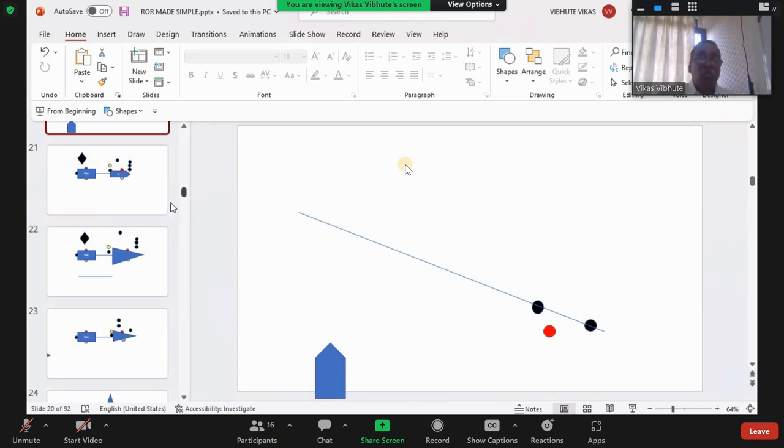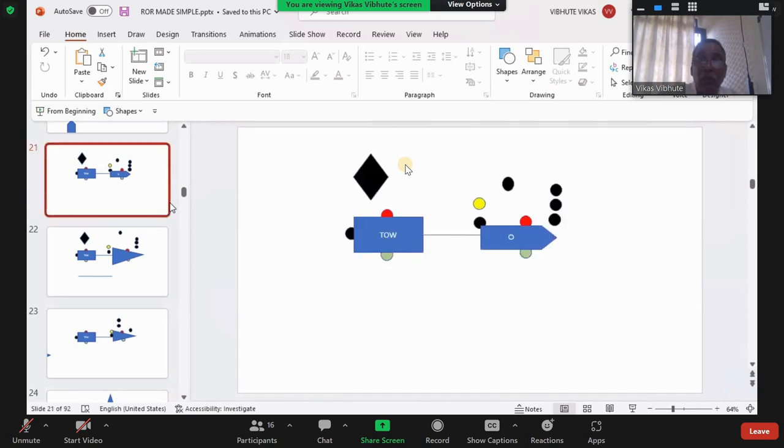So in this case, we can say that until we see the stern of the target vessel, that much alteration will be done, and it will give us the confidence that we are passing well clear of that vessel. Yeah, that's correct.